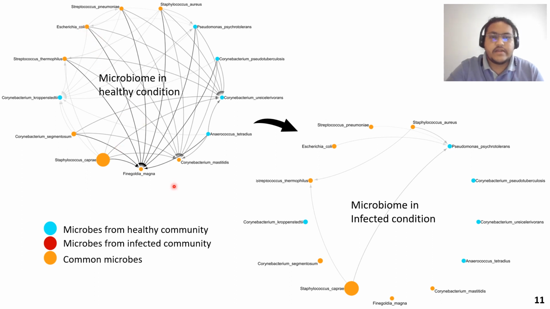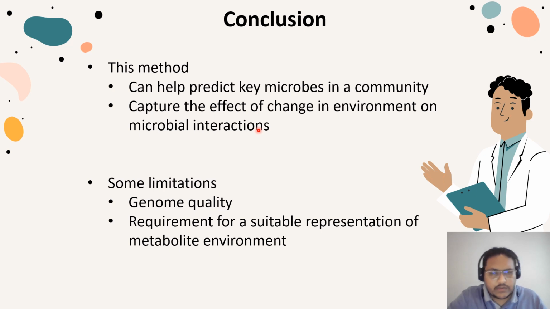These edges represent the interaction between two microbes. The thickness of these edges is mapped to MSI scores. The higher the thickness, the higher the MSI score. You can see that in healthy conditions there are a lot of interactions, while in infected conditions there are very few interactions. This might mean that in the infected condition, the healthy microbiome has very little potential to interact with one another. Finally, we can conclude that this method can help predict interesting features in a community, like key microbes in a community, the effect of change in environment on the microbial interactions, the metabolic capabilities of the community, and so on.